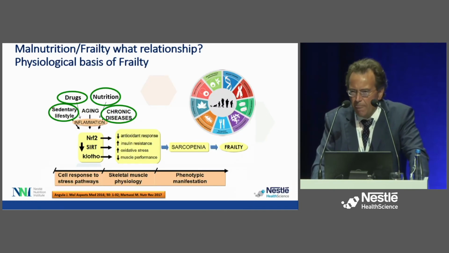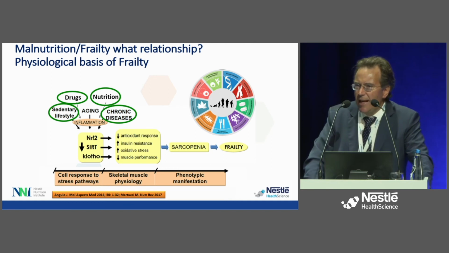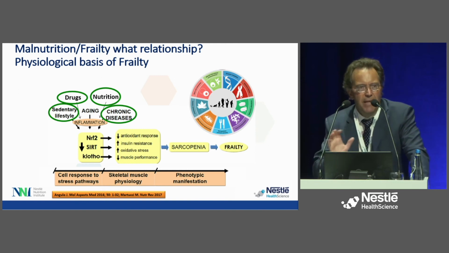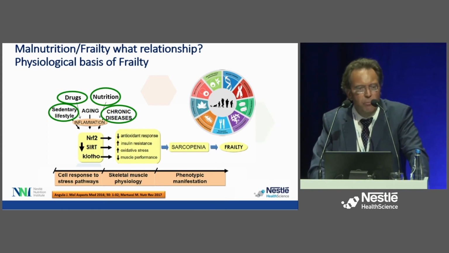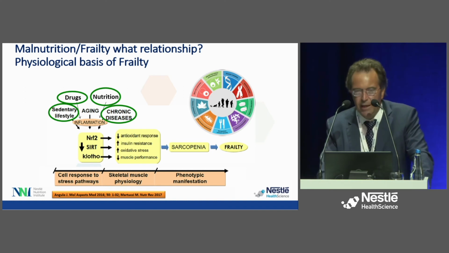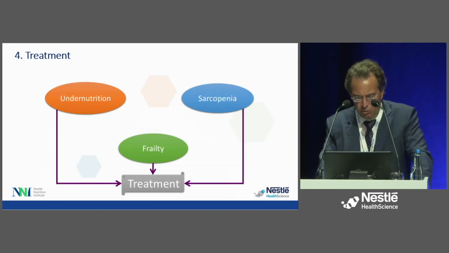And this was very well summarized in this paper from Angulo in 2016. You can see how in a population that has the 9 hallmarks of aging that were previously explained, the main factors that affect this population are sedentary lifestyle, drugs, nutrition, and chronic diseases that, with aging, go through inflammation to produce cell response to stress pathways that lead to skeletal muscle physiology and phenotypic manifestations like sarcopenia and frailty. So it seems that from a physiological way, they are also well related.